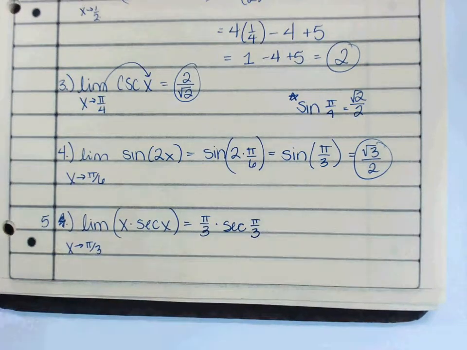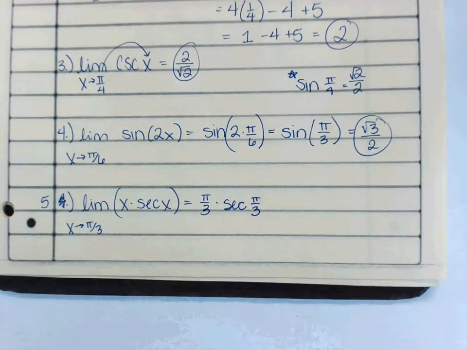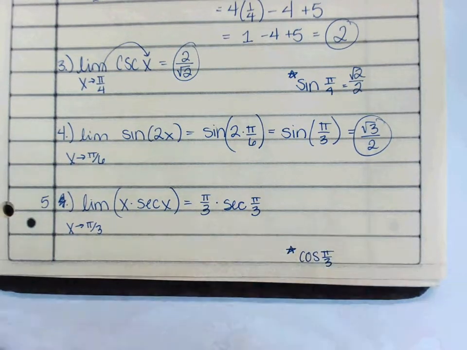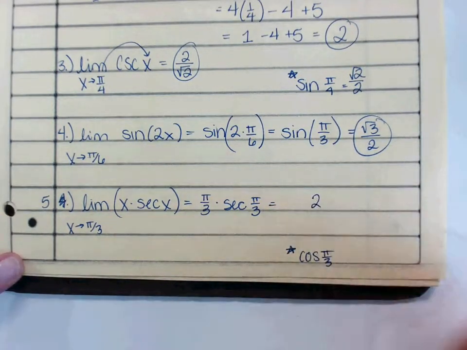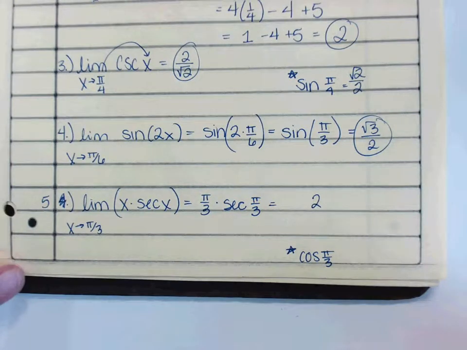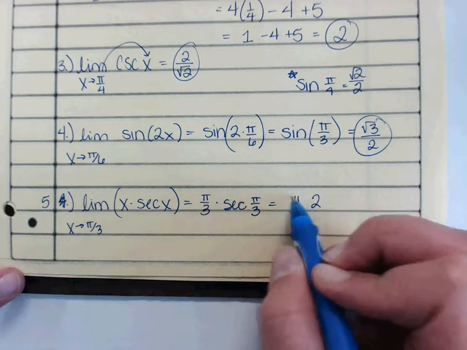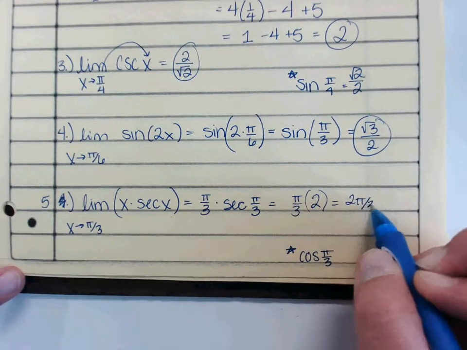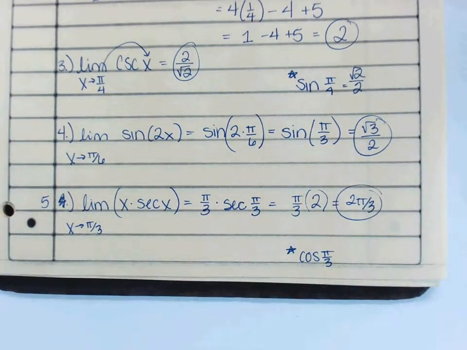So it's going to be pi thirds times the secant of pi thirds. Now, who's secant's partner? So we need to find the cosine of pi thirds, then we're going to flip it. Cosine of pi thirds would be, before we flip, 1/2. Then flip it, it's a 2. Yeah? So my answer is 2? Nope. What am I missing? Remember that pi thirds was already out there. So my answer is 2 pi thirds.